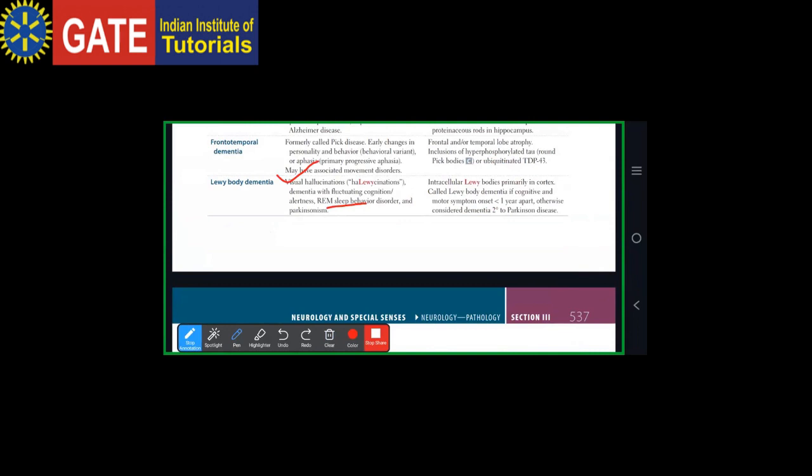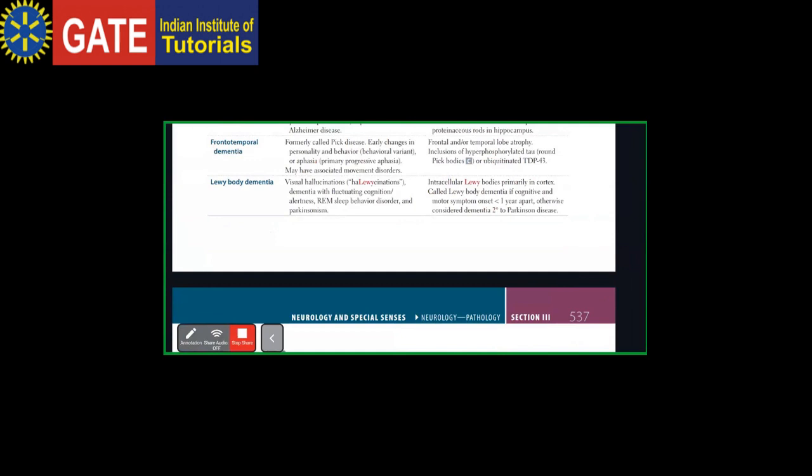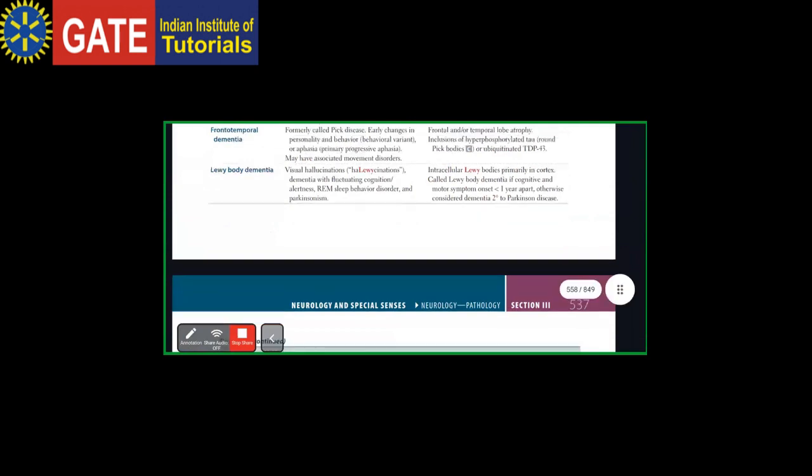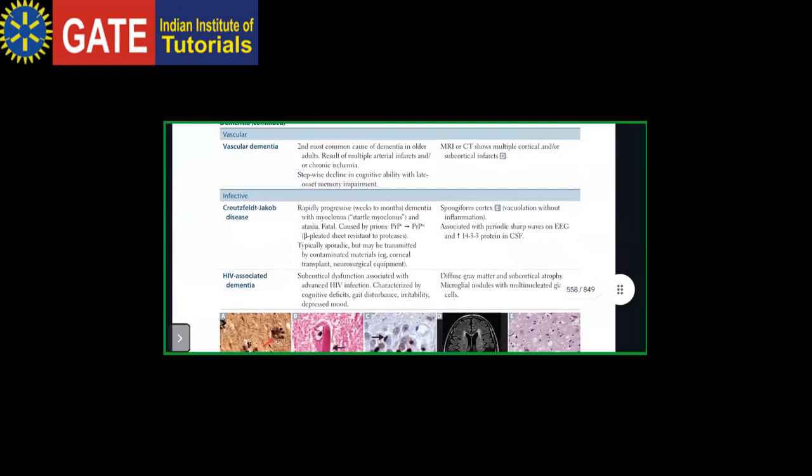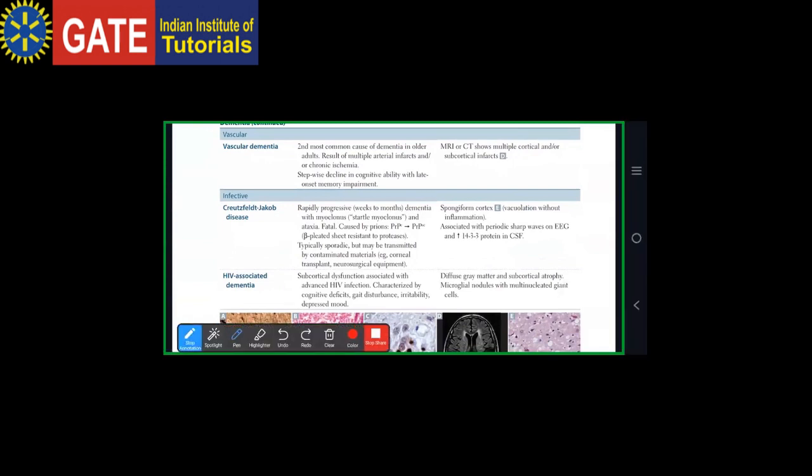Now I told you to differentiate vascular dementia also along with this. Vascular dementia is a stepwise decline. So they will tell you how progressive it has been, like a very, very stepwise decline.